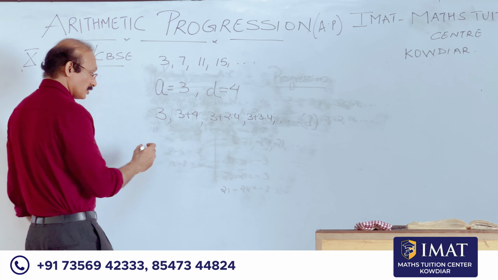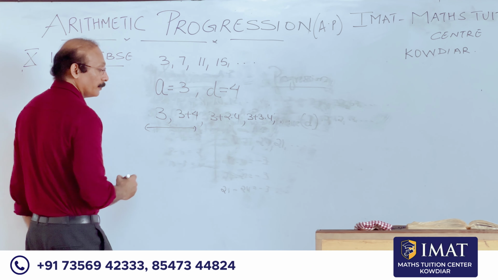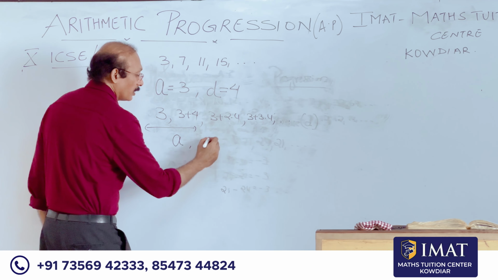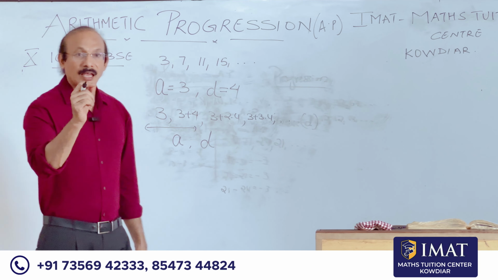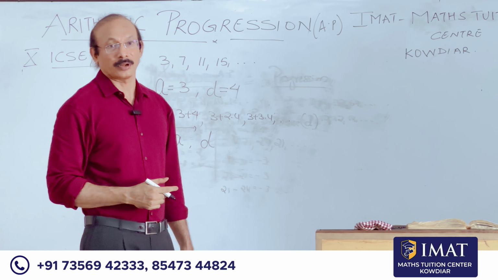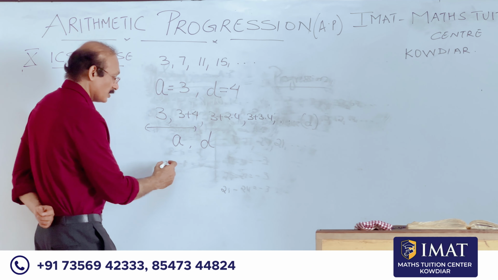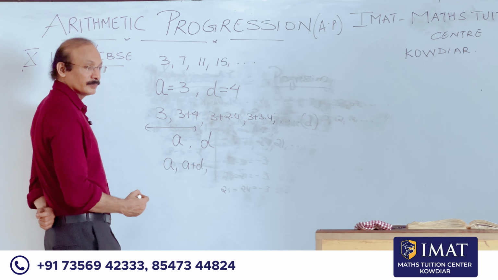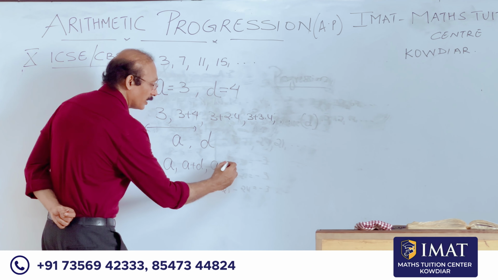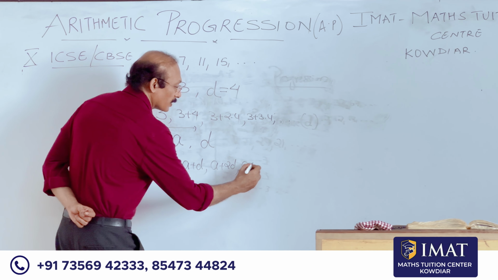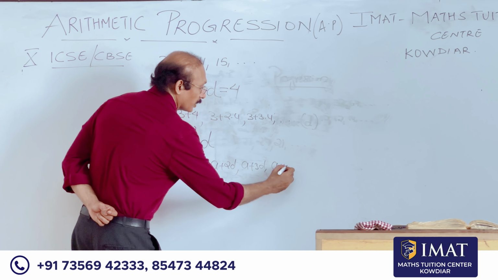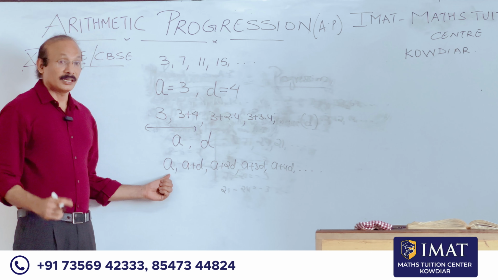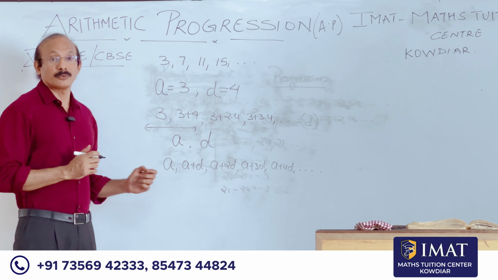So let me say the next important point. If I say the first term is A and the common difference is D, can you build up the arithmetic progression? Let us see. The first term is A. How do you get the next term? You just add the common difference to it, A plus D. What will be the next term? One more D will be added, so A plus 2D. One more D will be added, A plus 3D. One more D will be added, A plus 4D. And it goes on. This is called the general form of an arithmetic progression.